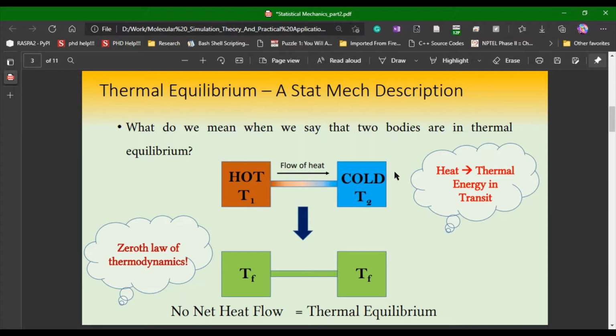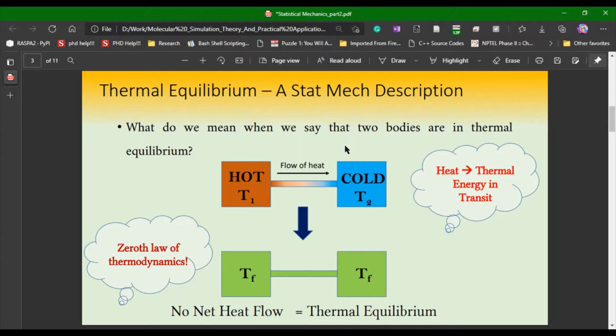But what do we mathematically mean by thermal equilibrium? Let's consider an example here. Let's take two bodies. One of them is hot at temperature T1 and the other one is cold at temperature T2. At time t equals 0, we connect these two systems such that there is exchange of energy between them. We know that heat flows from the hotter body to the colder body. We have our own experiences: when we touch a hot body, we feel that heat, right? So heat is generally just the thermal energy in transit.